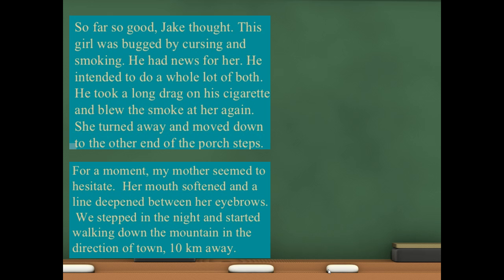So far, so good, Jake thought. This girl was bugged by cursing and smoking. He had news for her. He intended to do a whole lot of both. He took a long drag on his cigarette and blew the smoke at her again. She turned away and moved down to the other end of the porch steps.